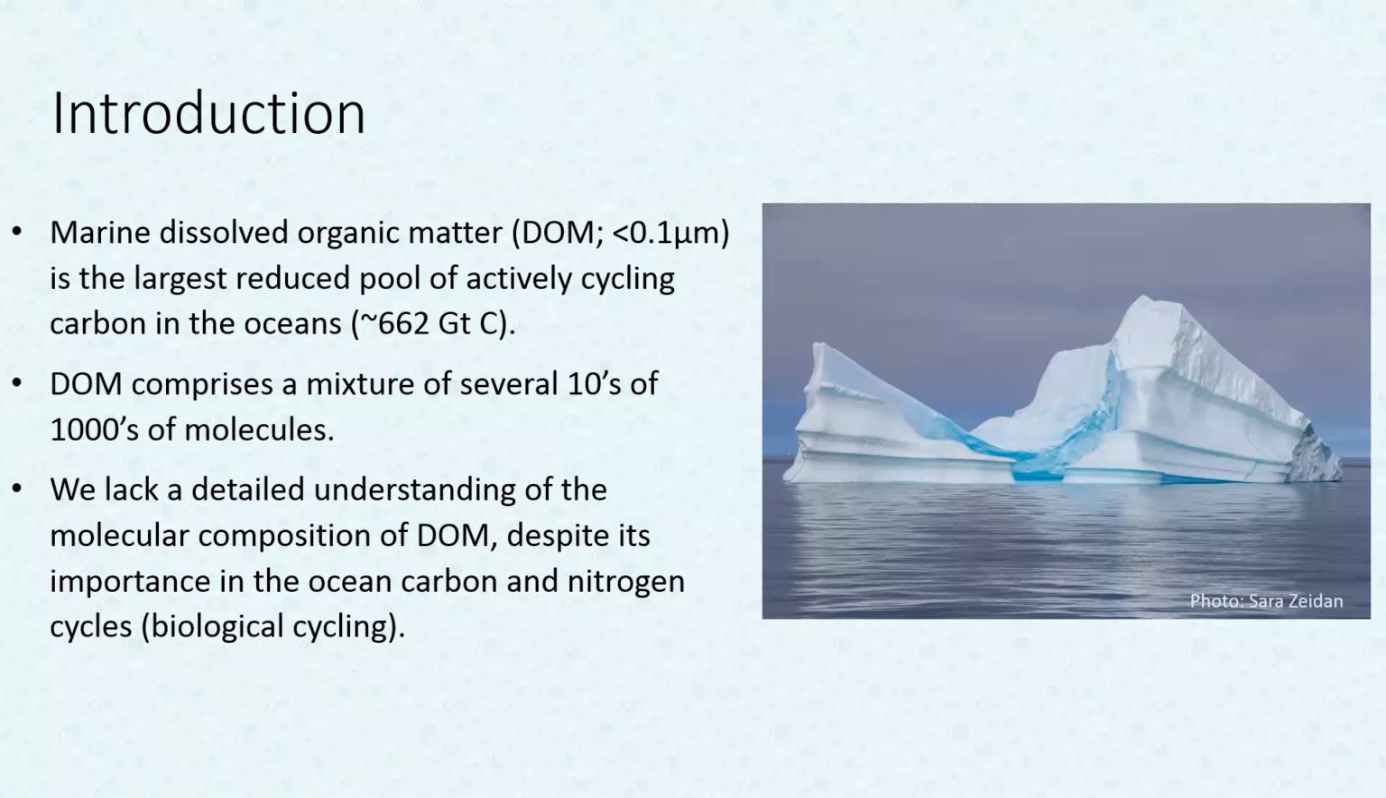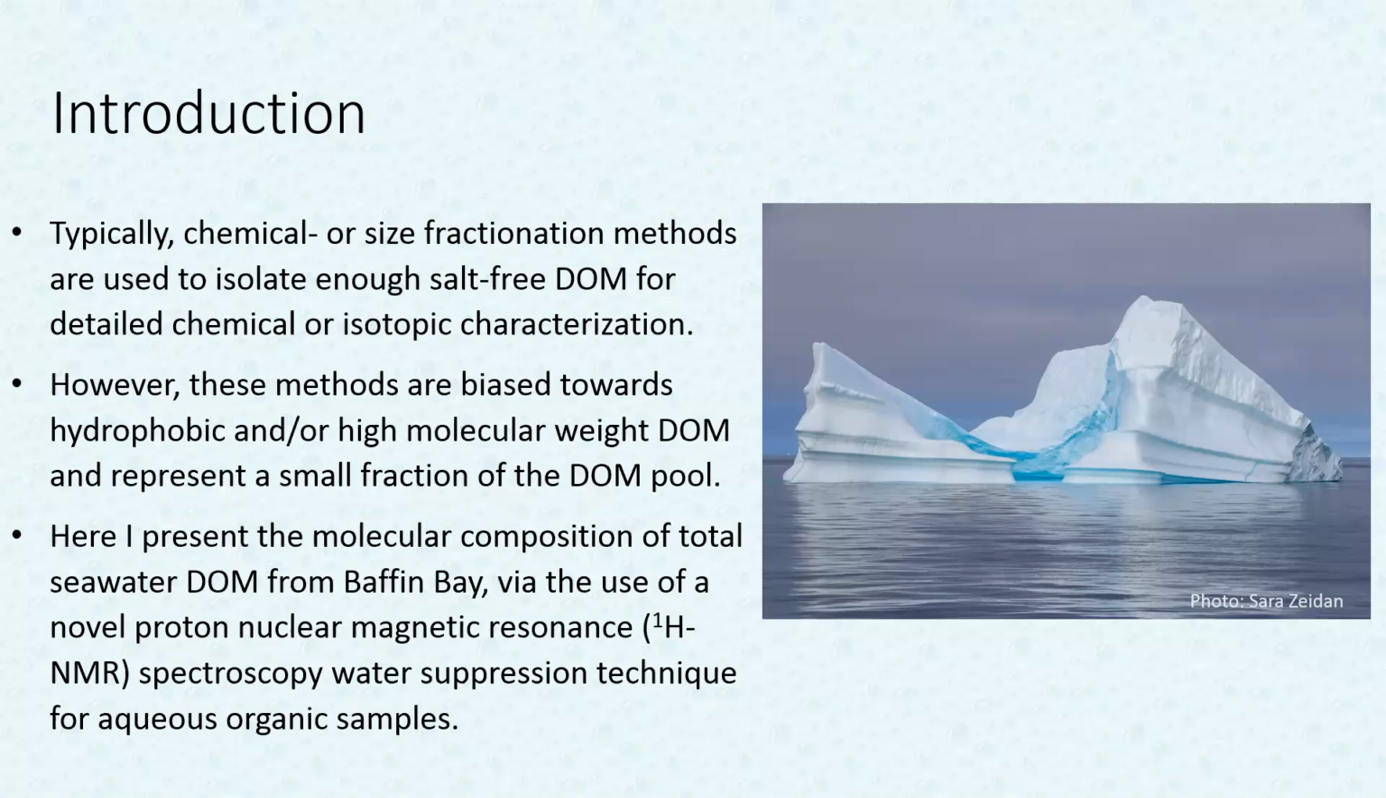Marine dissolved organic matter, or DOM, is the largest reduced pool of actively cycling carbon in the ocean and is comprised of tens of thousands of different molecules. However, despite its importance, we lack an understanding of its molecular composition.